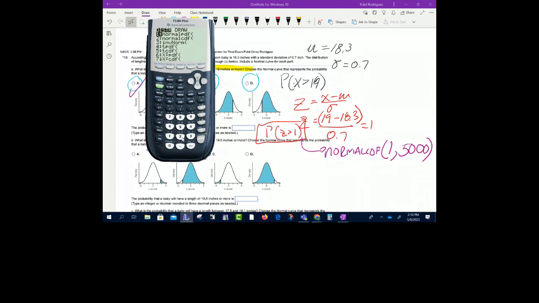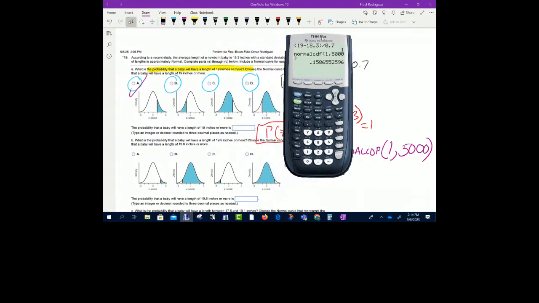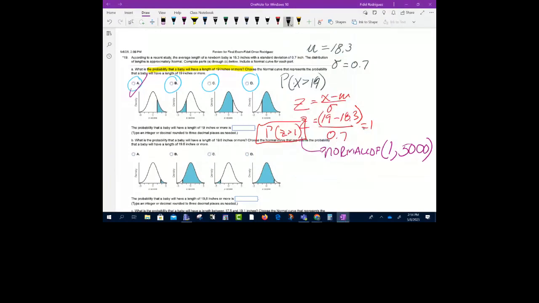So we're going to go to 2nd Vars, and go to number 2. We're going to start at 1, comma, 5,000, comma, 18.3, comma, 0.7, hit enter. They're asking me to round to 3 decimal places here. So if I'm going to go to 3 decimal places, everybody agree 0.159? Yes. All righty. Good. That's so cool. I got different numbers and we got the same answer. Same thing, right? Very good.